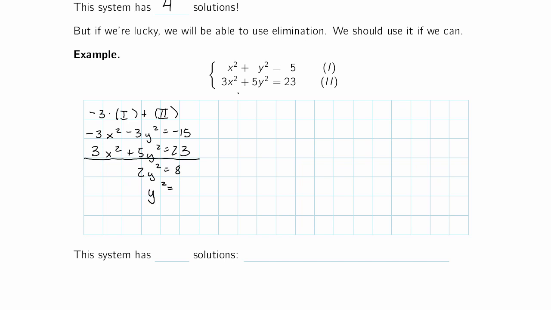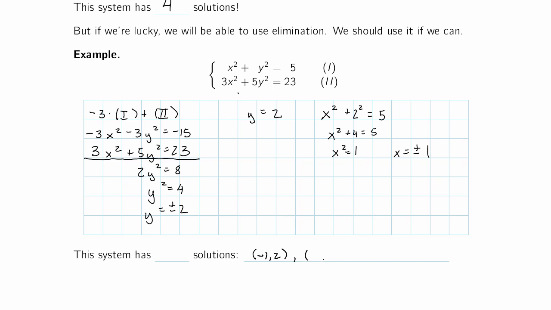So y squared is 4. So y is plus or minus 2. Okay, so we have two different values for y. Let's see how many solutions we get this time. If y is 2, I'm going to plug into 1 because that makes my life easier. x squared plus 2 squared is 5. x squared plus 4 is 5. x squared is 1. So x is plus or minus 1. So I got two different x values that go with this first y value. That's actually going to give me two solutions.